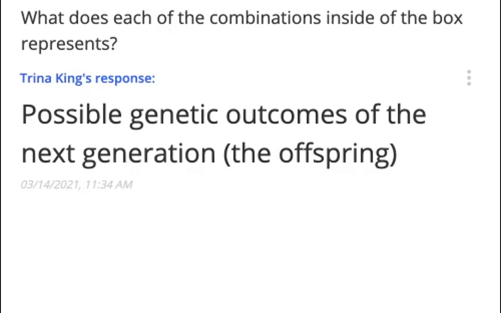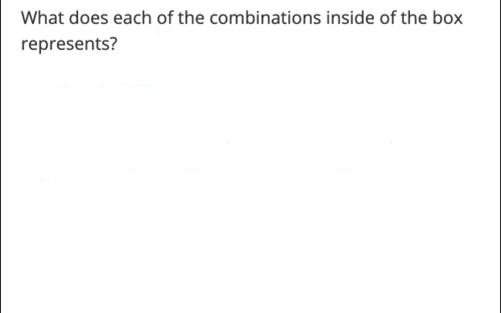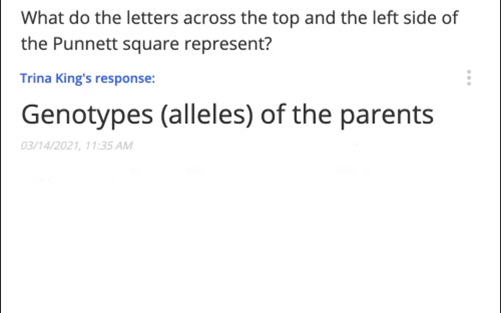Possible genetic outcome of the offspring. Okay. Number 15. Now, if I'm going too fast, let me know. Also, I will go back to any questions you might have missed. Okay. Number 15. The letters across the top and the left side are the genotypes of the parents or the alleles of the parents. Good.